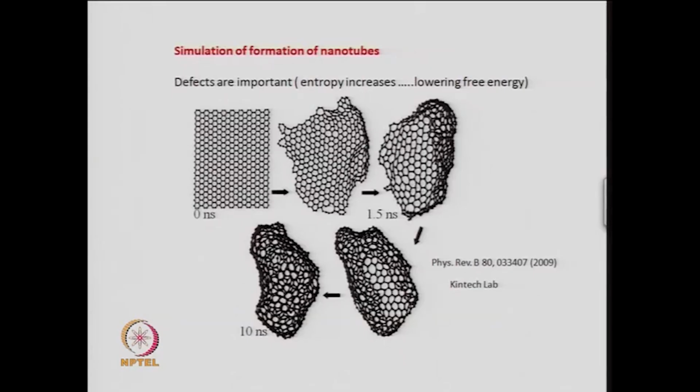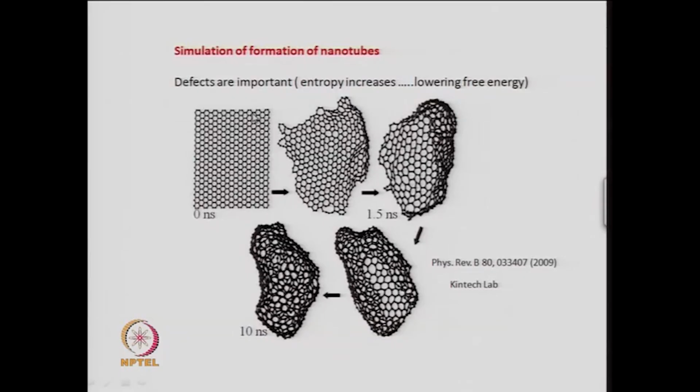Now, how do these nanotubes form? So, what is the mechanism of nanotube formation? Though the mechanism is not exactly understood, it is known that defects are very important for formation of nanotubes. So, people have done computer simulations and other studies, where if you take a single graphene layer and run the simulation, then with time you see that this single graphene layer will generate defects which are not hexagonal.